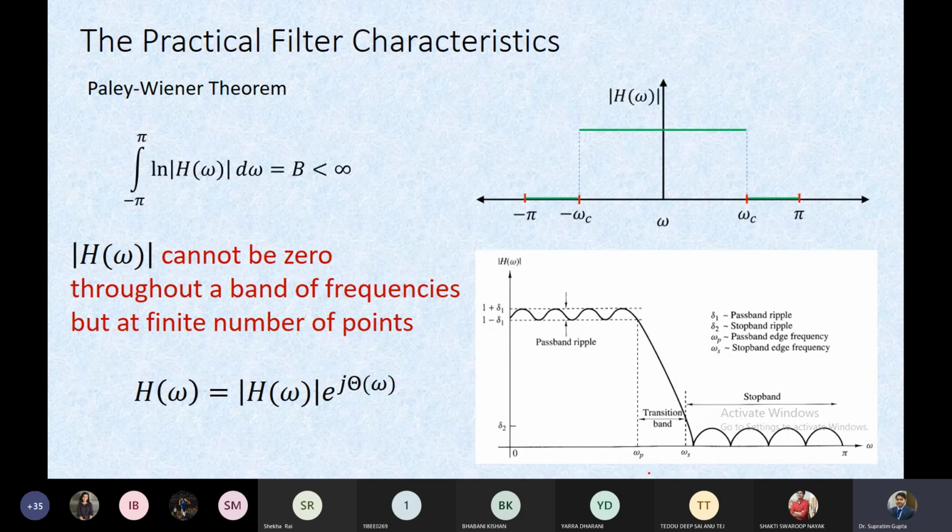So we cannot have constant values of 0 here, but we can have small oscillations depending upon the attenuation factor. Okay, so it means that for this particular frequency the amplitude will be 0, but for this particular frequency the amplitude won't be 0 but closer to 0, right?